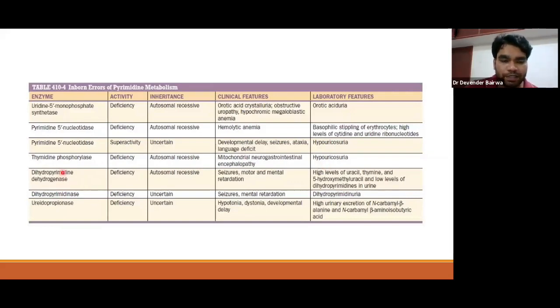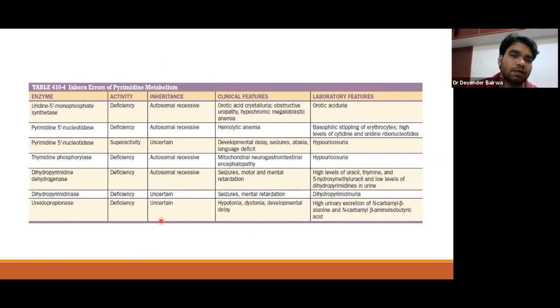Dihydropyrimidine dehydrogenase deficiency, that is your end enzyme, it can lead to seizures, motor and mental retardation, high levels of uracil, thymine, and 5-hydroxymethyluracil, and low levels of dihydropyrimidine in urine. So what you can do, you can use HPLC, that is high performance liquid chromatography, in urine or blood. You can look for these end products, and then you can realize with some certainty what enzyme is deficient. Then dihydropyrimidinase deficiency is not well known, but seizures are associated with it. Then ureidopropionase deficiency can lead to hypertonia and dystonia.